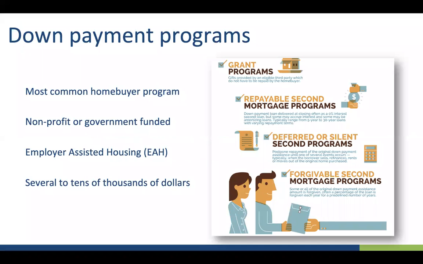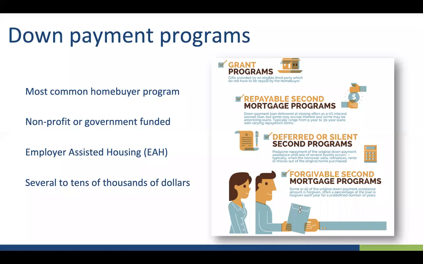Now, how much money can they get? That depends. It depends on the program. It depends on the market. It can range from several $1,000s to tens of thousands of dollars in homebuyer assistance, even more in a select few higher cost markets. But that's kind of the norm, several to tens of thousands of dollars in down payment assistance. It could be anywhere from 1% to 5, 6, 7, 10% of the purchase price. Again, it depends on the program and the market.